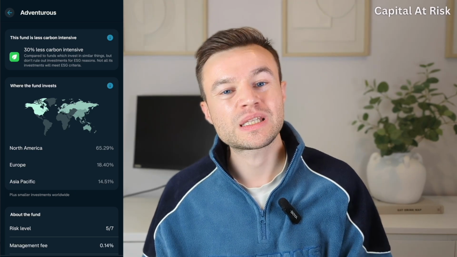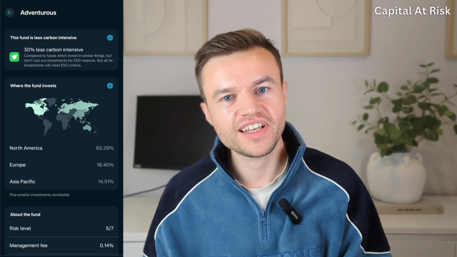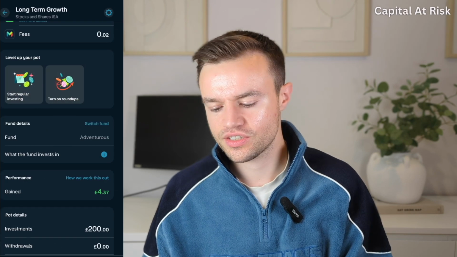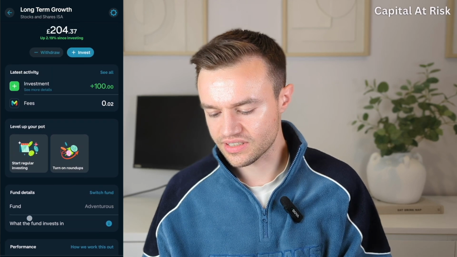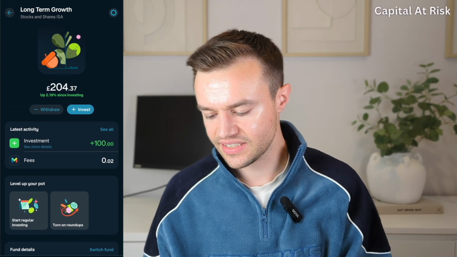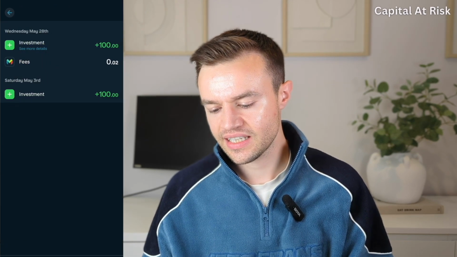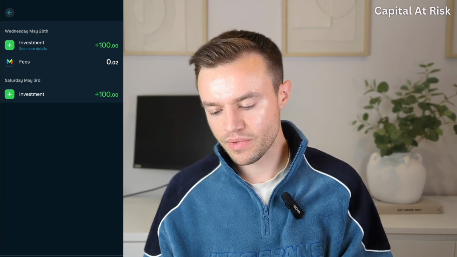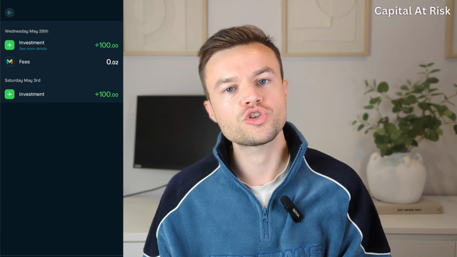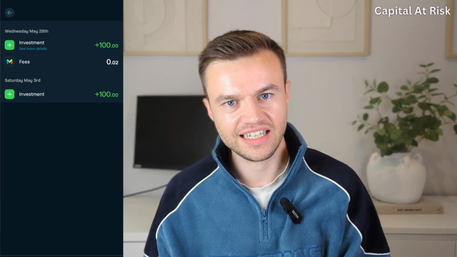Now we know all about the performance of my Monzo portfolio. Let's take a look at the transactions I've made over the past month. And we can do this by clicking on See All under Activity. And here we can see that I made my regular investment of £100 at the end of the month. And we can also see that 2p's worth of fees were taken.